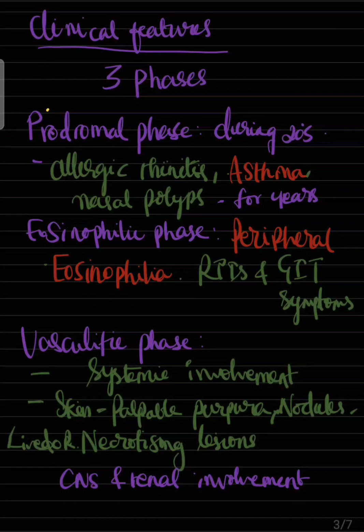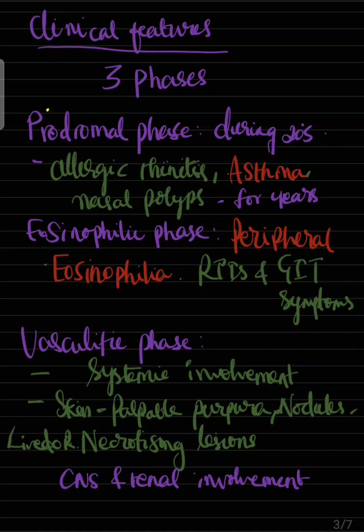So coming to the clinical features, we've got them divided into three phases. The first one is the prodromal phase, and this is essentially seen during their adolescent age or during their 20s. So here the patient presents with a heightened allergic response. So there's allergic rhinitis, asthma and nasal polyps, and this phase usually prolongs for many years. The patient usually presents to the ENT department, and they usually have only allergic rhinitis and asthma, and as a result of increased duration of allergy they can also present with nasal polyps.